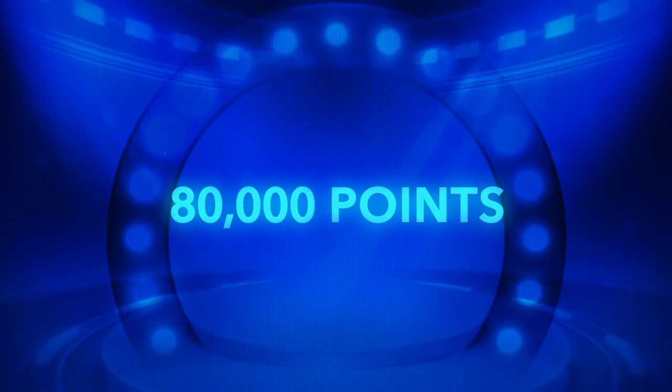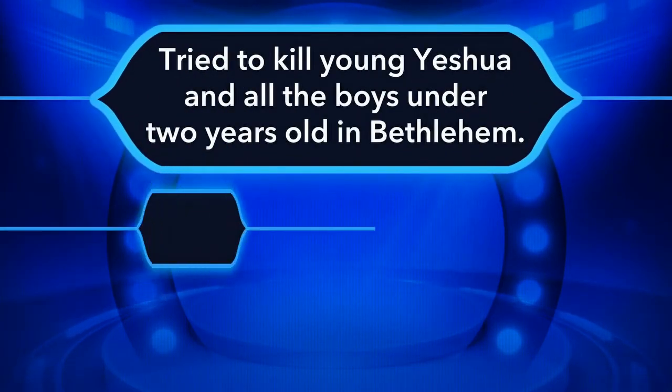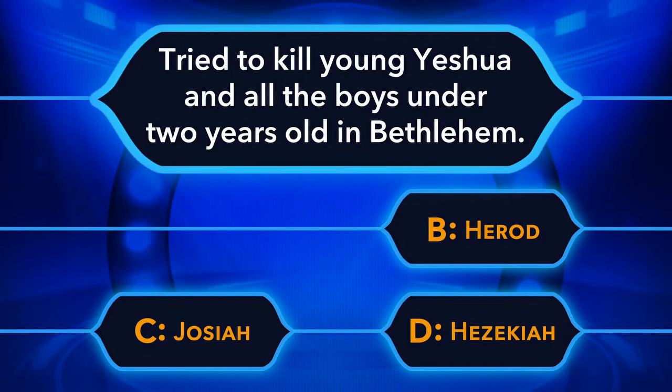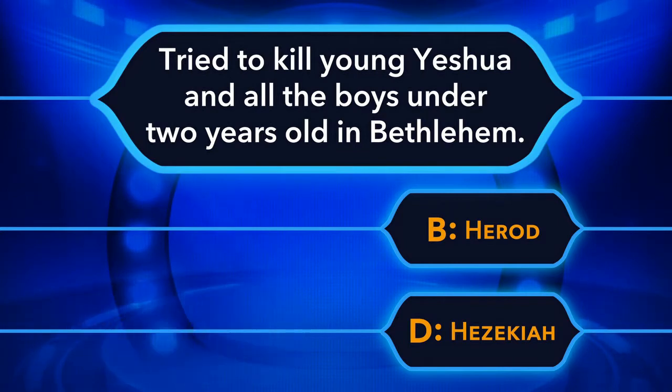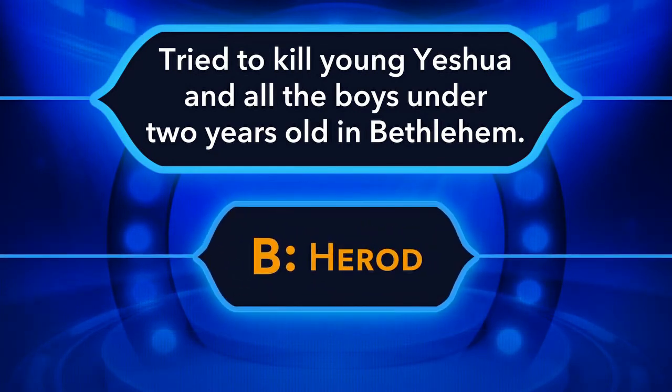The next question for 80,000 points. This person tried to kill young Yeshua and all the boys under 2 years old in Bethlehem. Was it A. David, B. Herod, C. Josiah, or D. Hezekiah? The answer is B. Herod tried to kill young Yeshua and all the boys under 2 years old in Bethlehem.